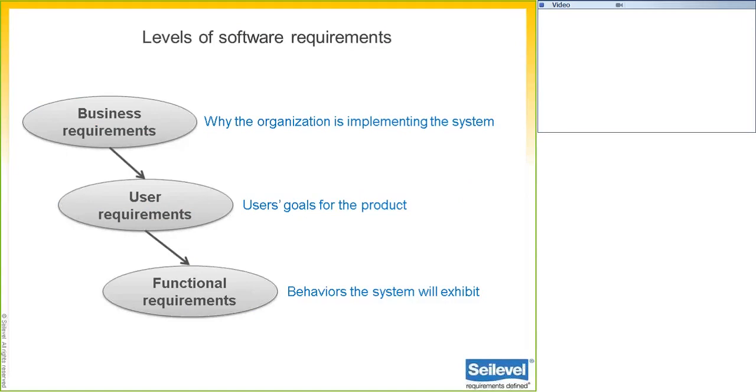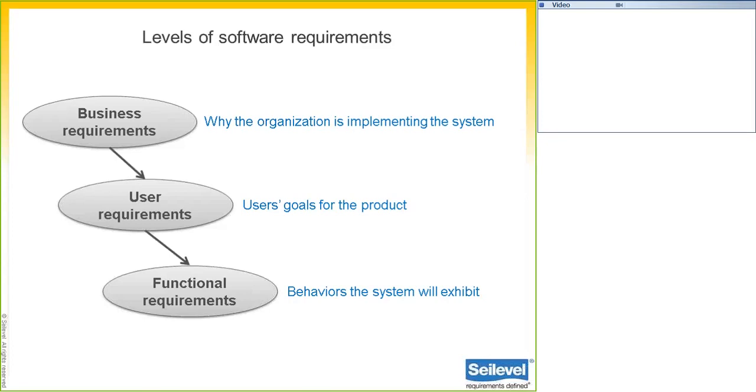The user requirements are going to describe the user's goals for a product, and the functional requirements at the bottom of the hierarchy, those are the things that tell us about the behaviors the system's going to exhibit. That's the stuff that developers and testers are going to implement and test. That bottom level, that functional requirement is key for that. But notice there is a hierarchy here with links between them, and the implication is that every functional requirement would trace back to a user requirement, which then traces back to a business requirement at the top.